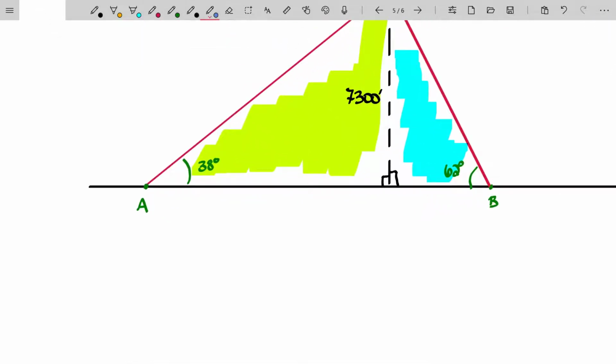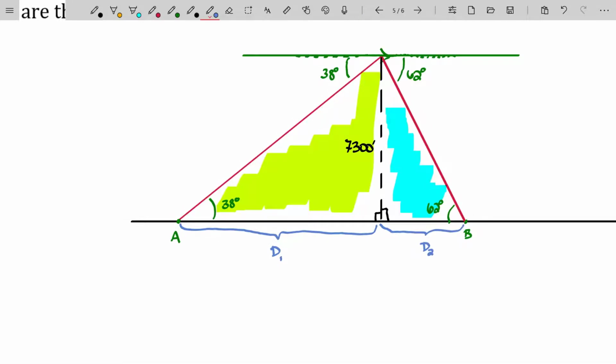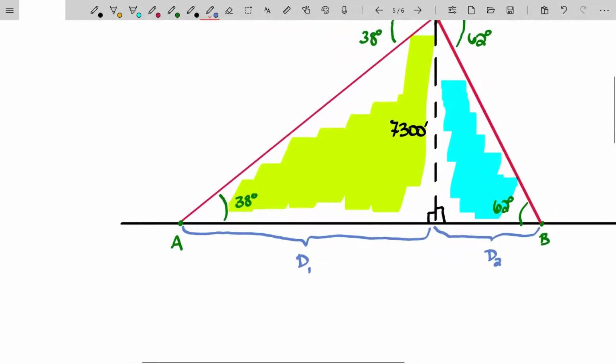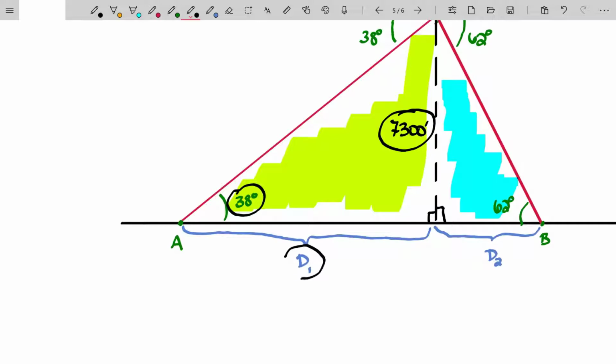Do that in blue. Actually, this floor length right here I can find, and this floor length right here I can find. And I'll call this D sub 1 for distance 1 and D sub 2 for distance 2. Now, in the yellow highlighted triangle, what trig function relates the known information to the unknown information? The known information is 38 degrees, 7,300 feet, and the unknown information is D sub 1.